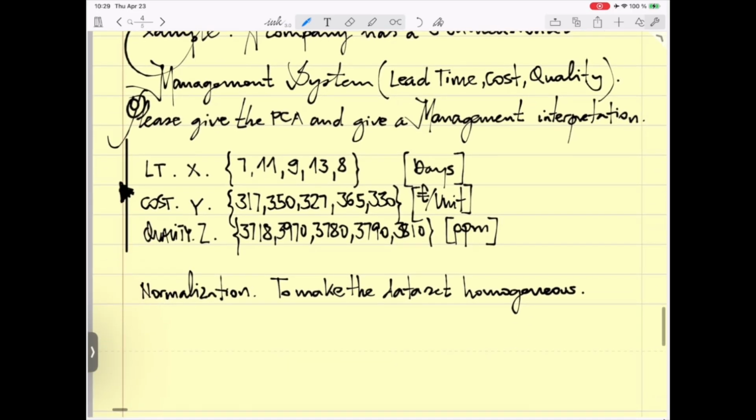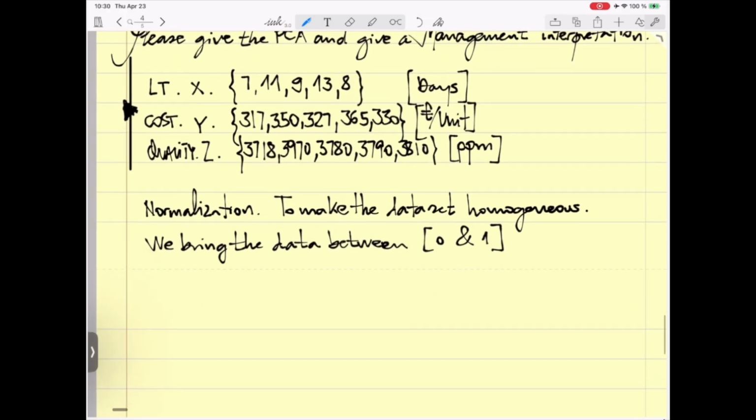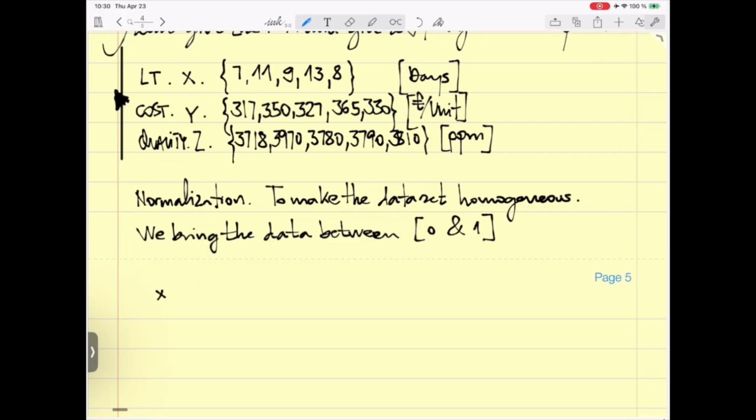If you don't normalize in the exam, you have not understood what is behind the concept, and you don't get points. Okay, so make sure to do it. So we bring the data between 0 and 1. How do we do it? In order to bring one data point between 0 and 1, we take this data point, subtract the minimum of the time series, divided by the maximum minus the minimum. Okay, so this is what we do.